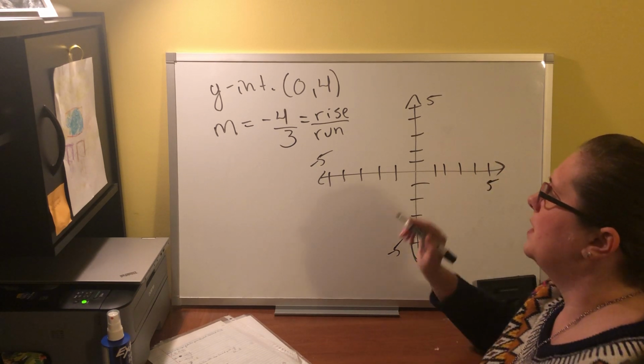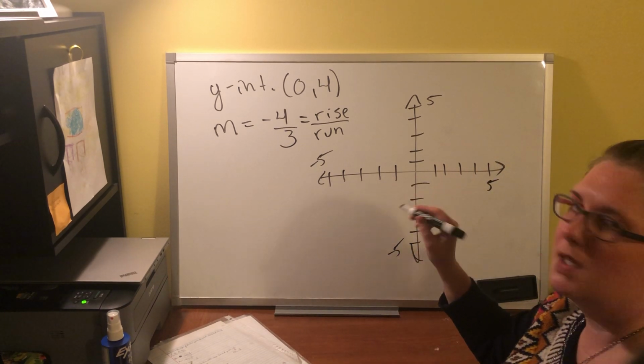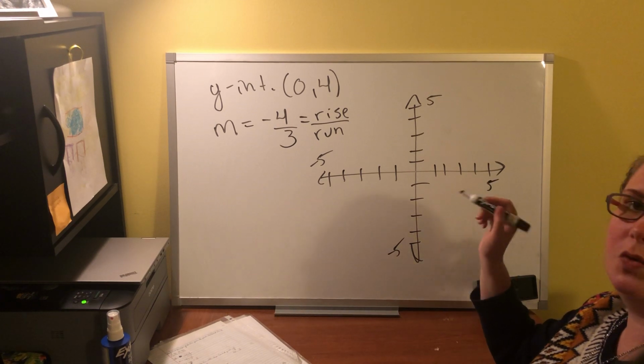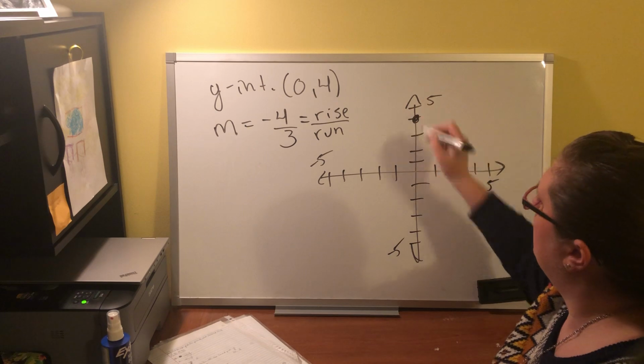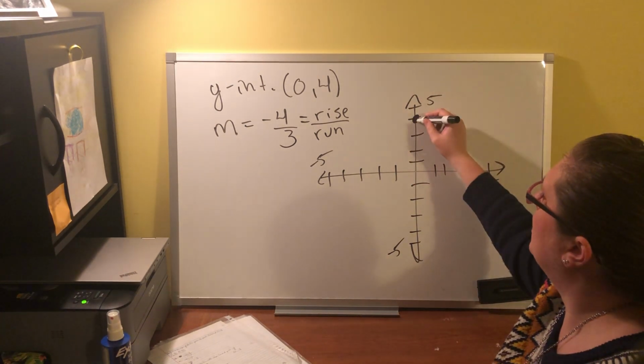Okay. Now we can go ahead and graph our y-intercept first. So (0, 4) needs to be first. So we're going to the right and left 0, and we're going up 4. So there's our first point for a graph.